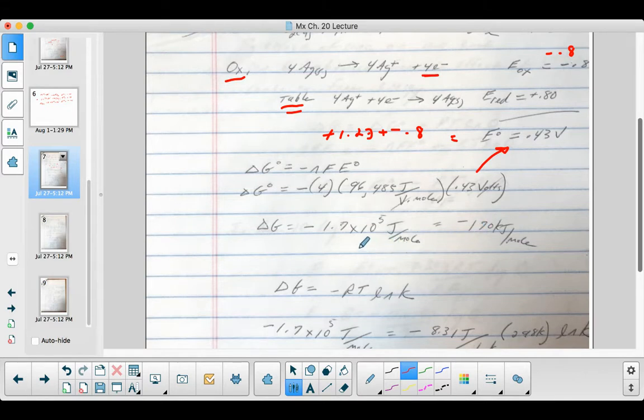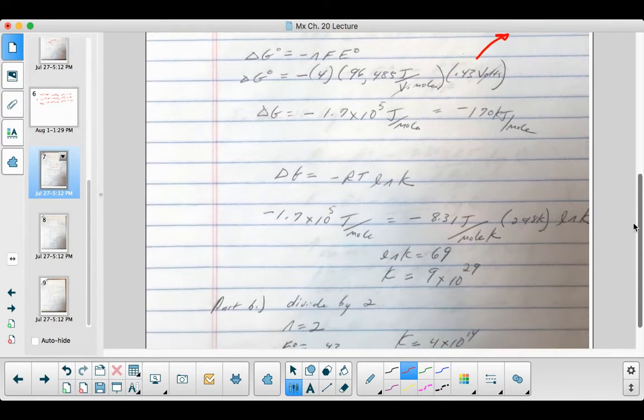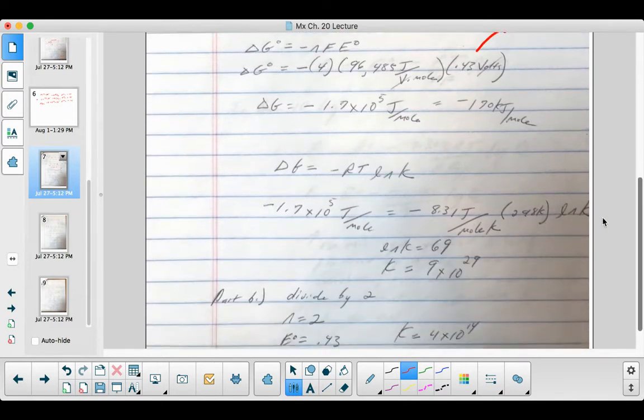So what do I know? I've got a negative value, indicating that this is a spontaneous reaction, also confirmed by the fact that this is a positive 0.43 volts. Okay, so then the next part of the question is to calculate the equilibrium constant.